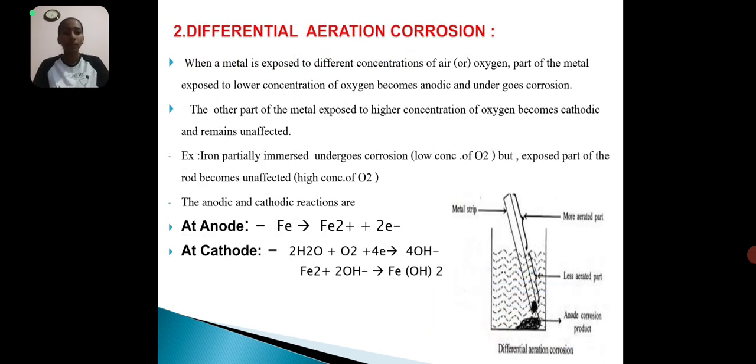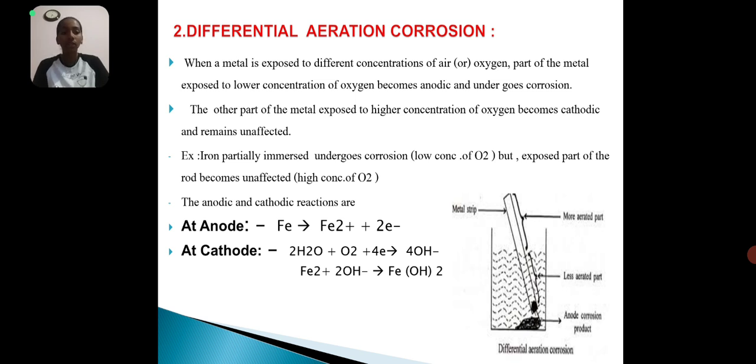When a metal is exposed to different concentration of oxygen or air, the part of metal exposed to the lower concentration of oxygen becomes anodic and undergoes corrosion. The other part of the metal exposed to the higher concentration of oxygen becomes cathodic and remains unaffected. Example, iron rod partially immersed undergoes corrosion, but the exposed part does not undergo corrosion and is unaffected.